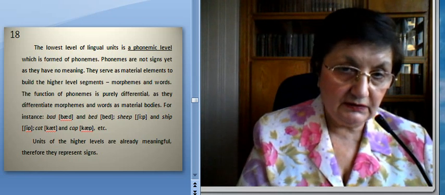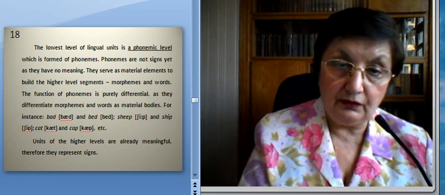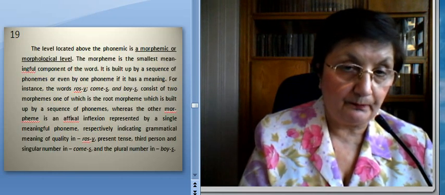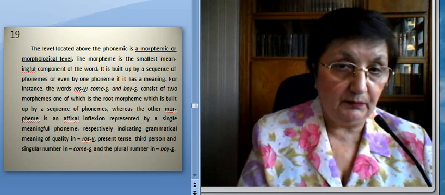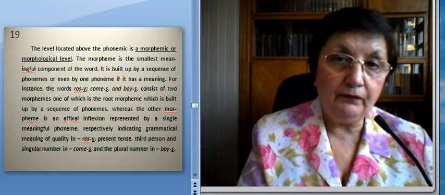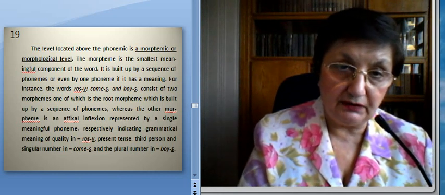The level located above the phonemic is a morphemic or morphological level. The morpheme is the smallest meaningful component of the word. It's built up by a sequence of phonemes, or even by one phoneme if it has a meaning.